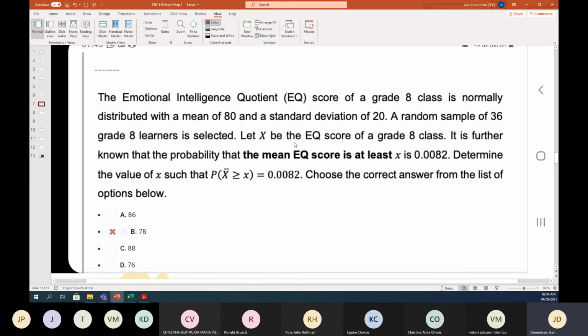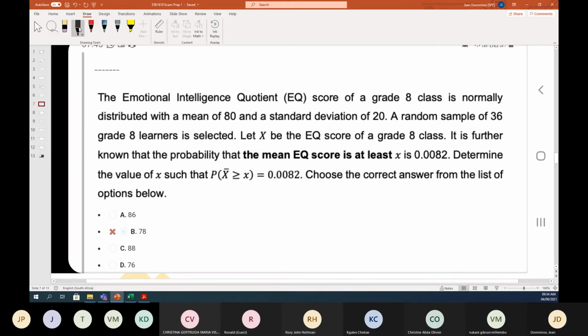Okay, the next one, let's quickly. So this was more. Let's do a different color. The emotional intelligence quotient score of a grade 8 class is normally distributed with a mean and a standard deviation of that. Random sample, I think nearly all samples were 36 in this assignment.